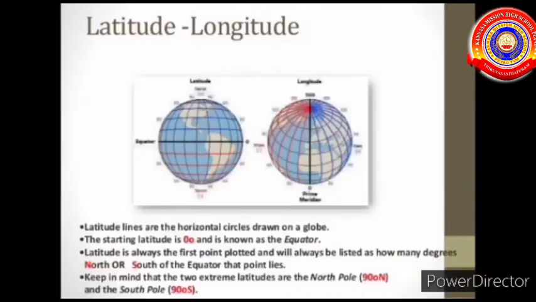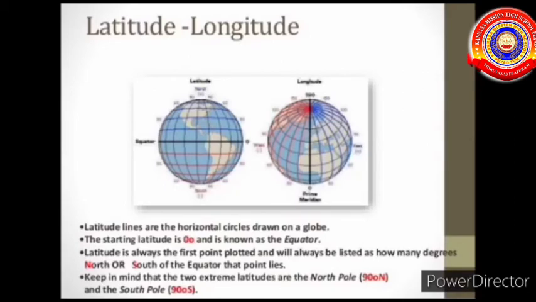Latitude lines are the horizontal circles drawn on a globe. The starting latitude is 0 degrees and is known as the equator. Latitude is always the first point plotted and will always be listed as how many degrees north or south of the equator that point lies. Keep in mind that the two extreme latitudes are the North Pole, 90 degrees north, and the South Pole, 90 degrees south.